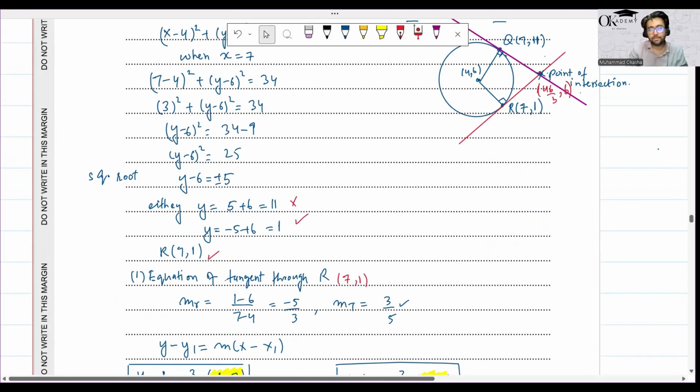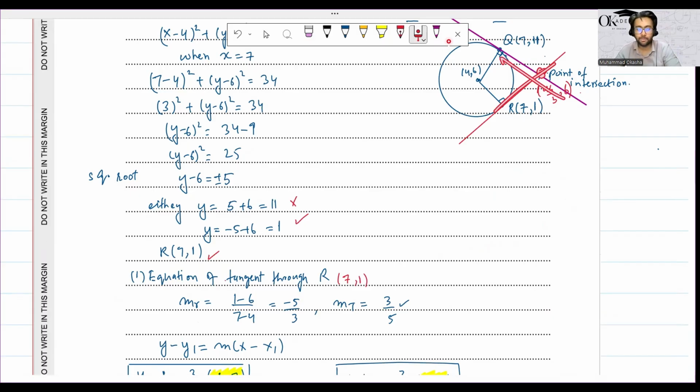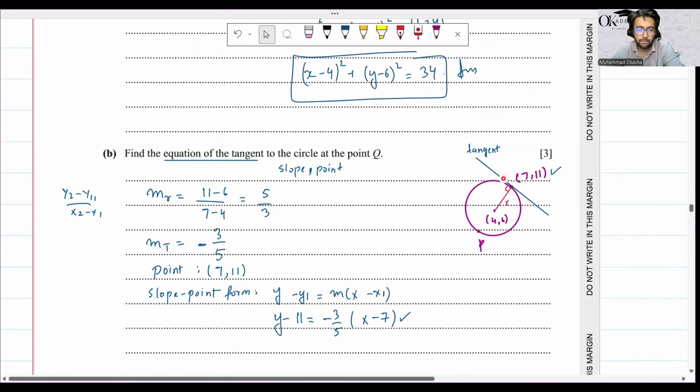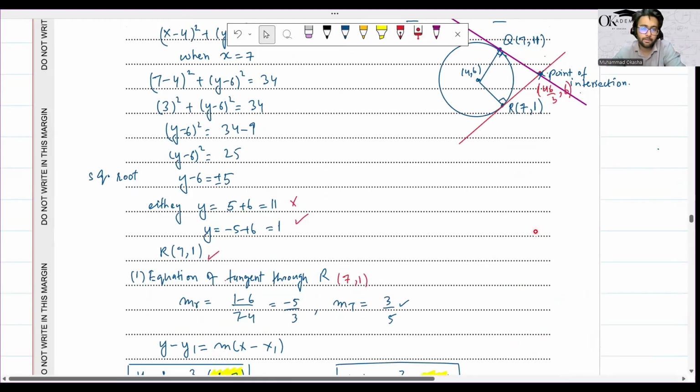Now, because I'm interested in the point of intersection, and you cannot get the point of intersection until you solve the two equations simultaneously, right? We already know the equation for the tangent through Q. We just need to find out the equation of this tangent, right? We did it the same way as we did in the last question. Just like in the last question, we worked out the gradient of the radius first. We did the same thing over here as well.